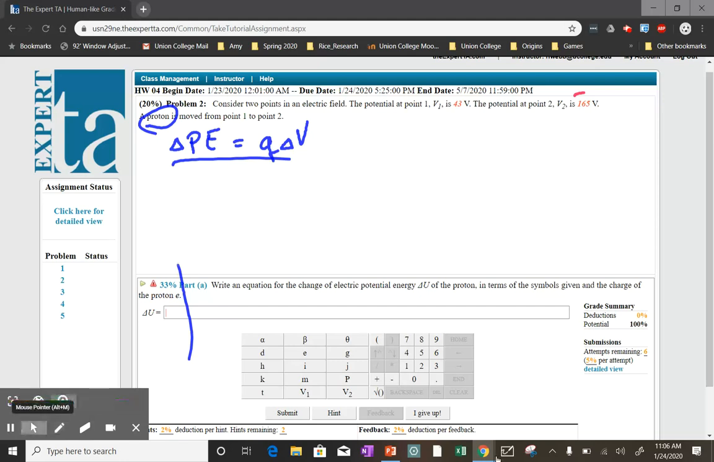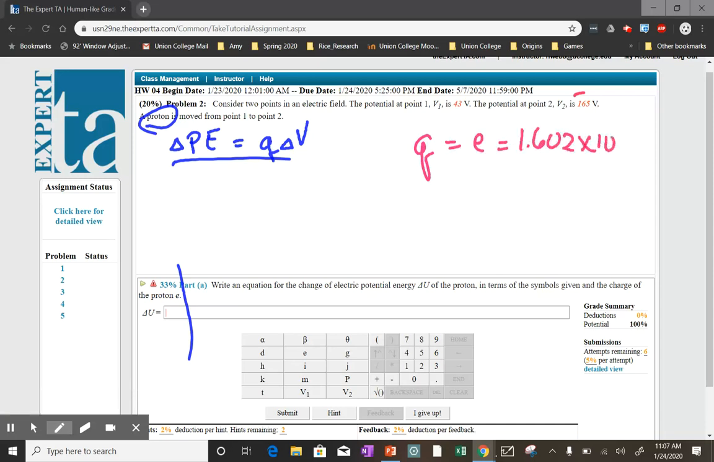So what is the U representing? U is an alternate symbol for PE. It's potential energy. In some levels of physics, we use T for kinetic energy, U for potential energy. You said Q, right? Change in potential energy is Q delta V, yes. Yes, it's a proton. That's always the case for a proton.